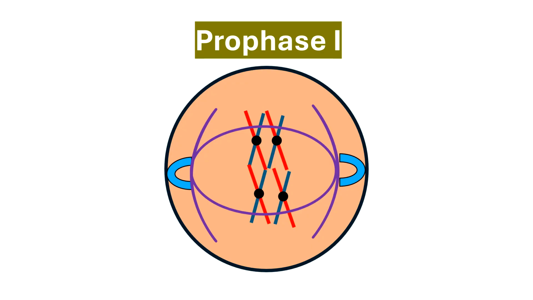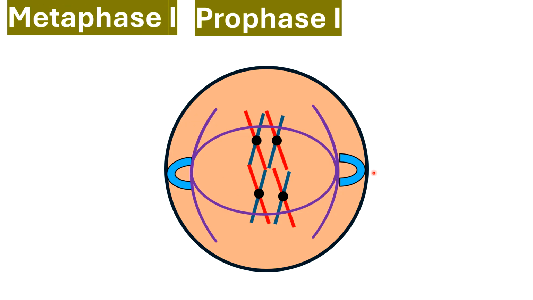At the end of prophase 1, this is what the cell is going to look like, more or less. The sister chromatids are no longer sister chromatids. The recombinant chromatids are going to be around the center of the spindle fibers. The centrosomes or MTOCs are positioned to the sides.